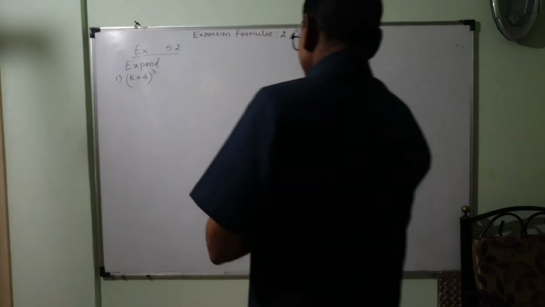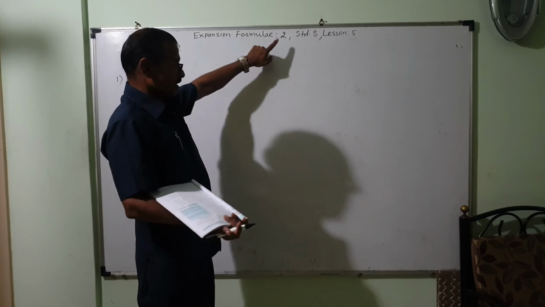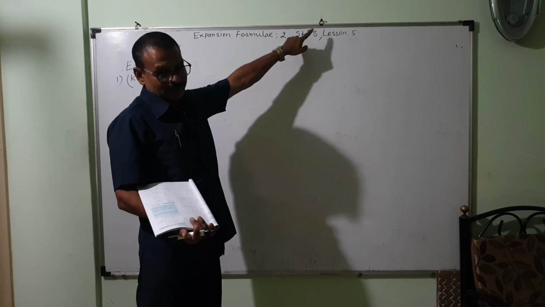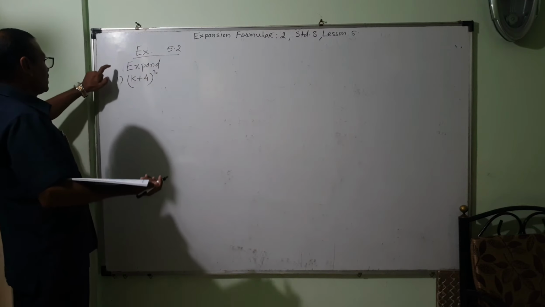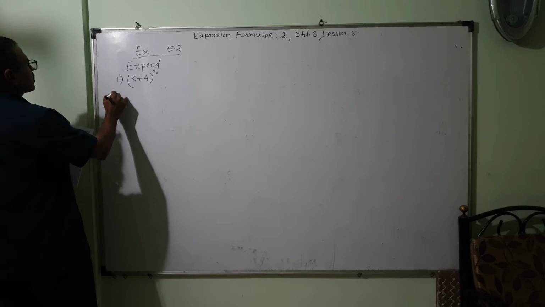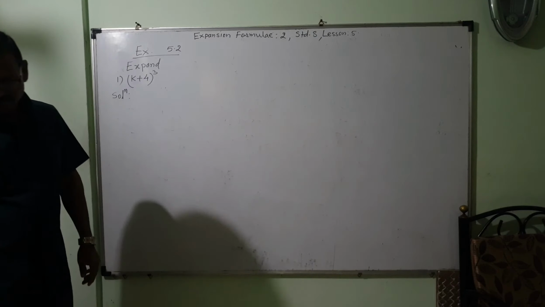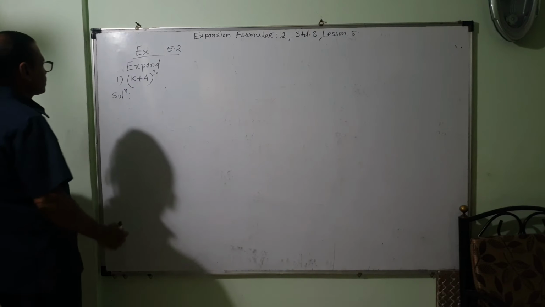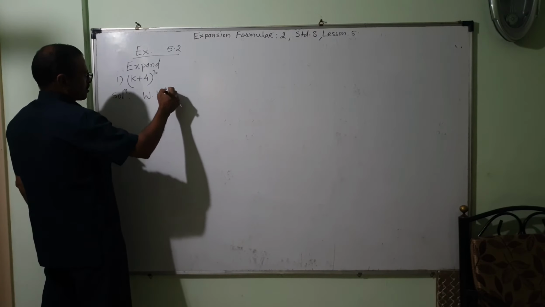So standard 8, we are in expansion formulae. This is lecture number 2, standard 8, lesson 5. Exercise 5.2, in that the question is expand. Solution. Very important questions I will solve, and some of the questions. Here WKT means we have to write the formula.